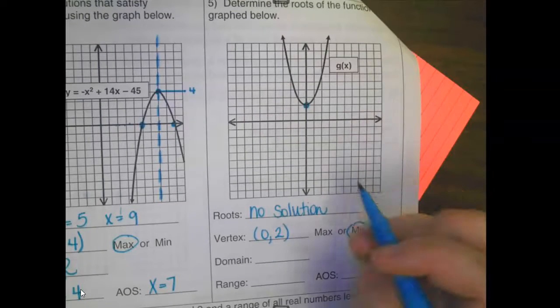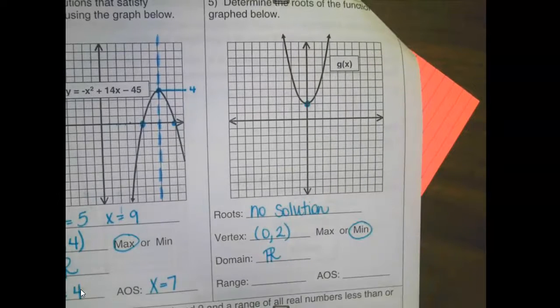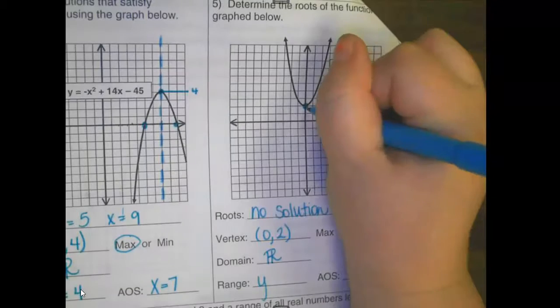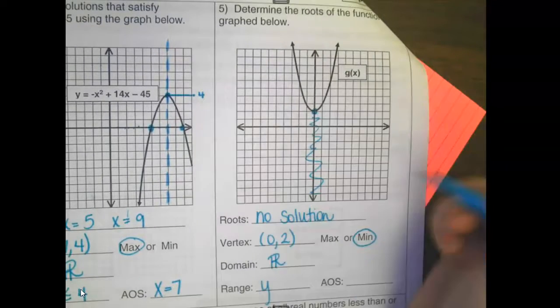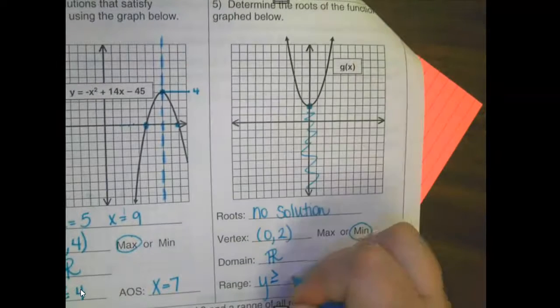My domain, I can have any number to be a domain. Eventually, that x is going to be hit if I continue that graph. But my y, on the other hand, is not going to be anywhere down here. So my y has to be greater than or equal to 2.